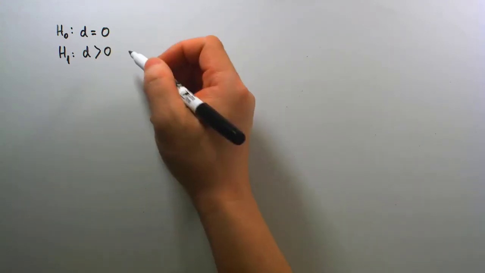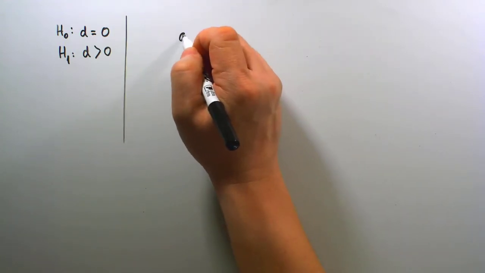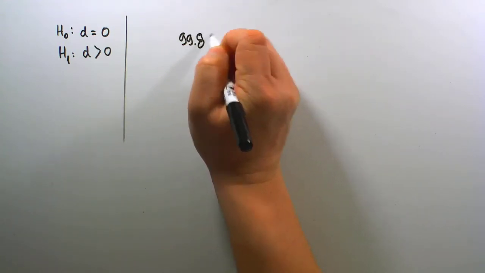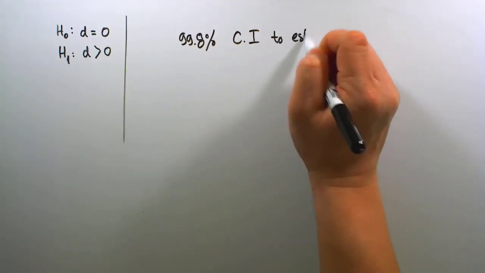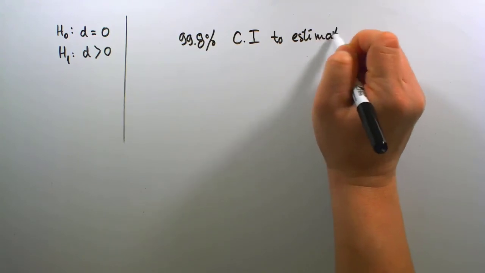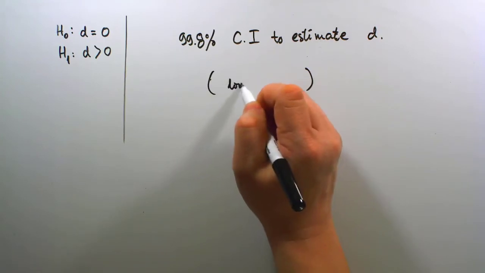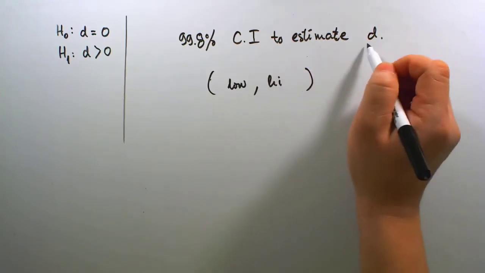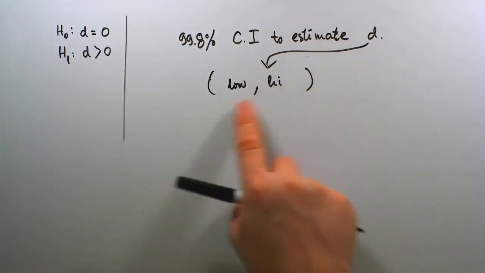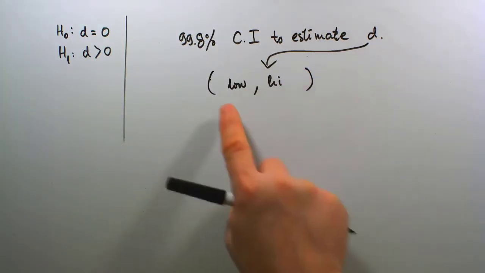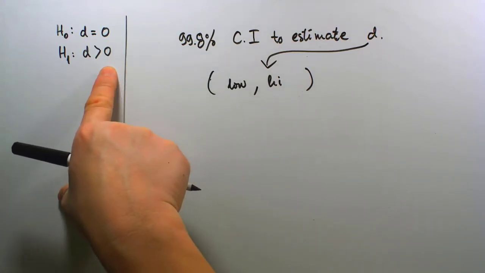That's the reason why we look at the question in part B, where we want to find a 99.8% confidence interval to really estimate D. Now we can come up with an interval with a low and a high, where this D value can possibly fall in between, and we will have a better picture of where our D value falls, rather than just knowing that it's a value above 0.